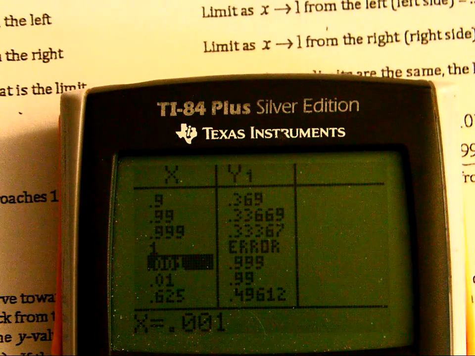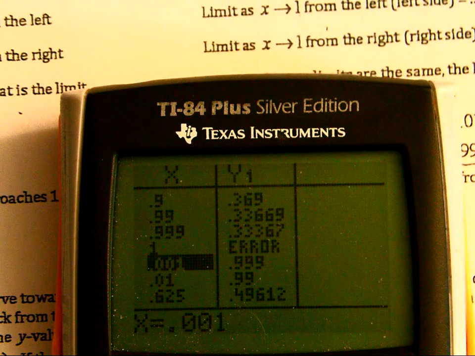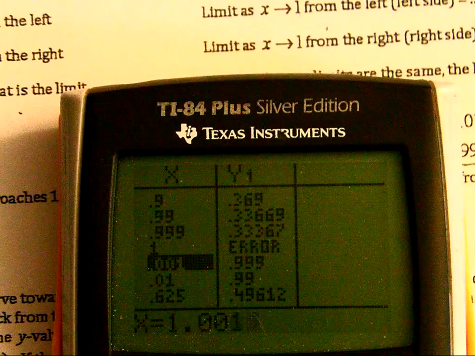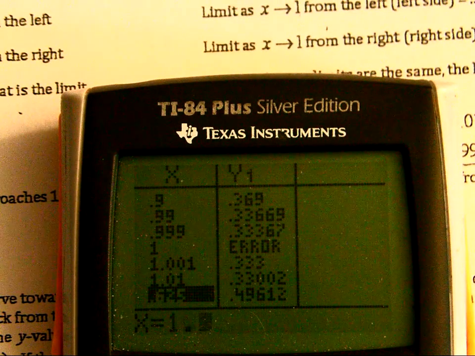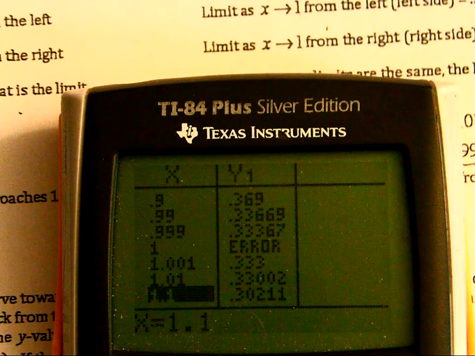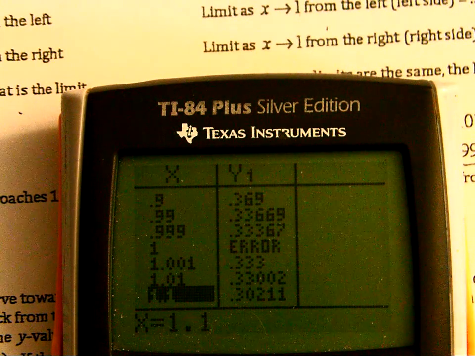That's okay. Now we're going to go on the numbers greater than 1. We're going to do this backwards. So we're going to put 1.001, 1.01, and 1.1. So now you want to look at your calculator, and we're going to do the limit of this.